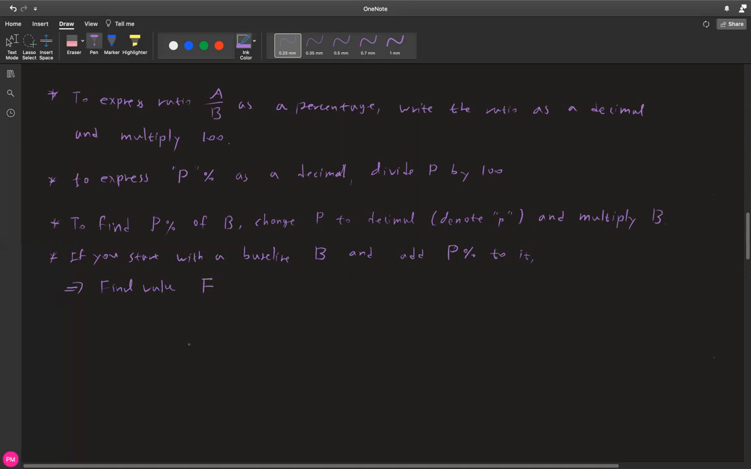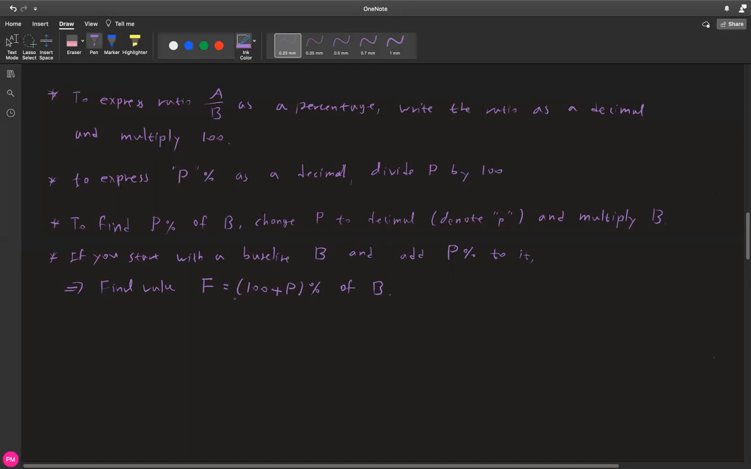Let's denote F as the final value, which is actually 100% plus P% of B. This simply means that if the Apple Watch you're trying to buy is the baseline, and let's say that's $300, and you add 8% to it, you're simply saying that the final value is 108% of the baseline, or in respect to the baseline.